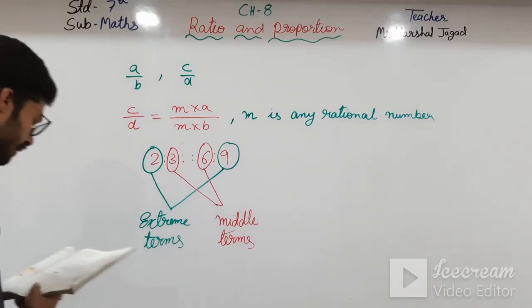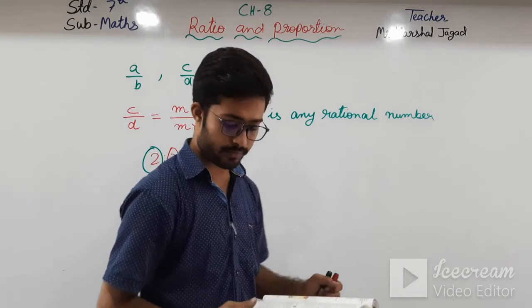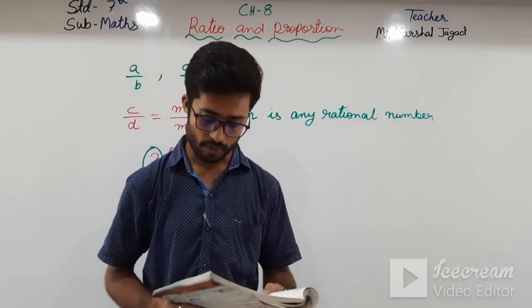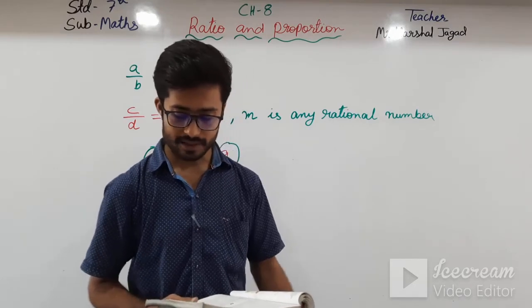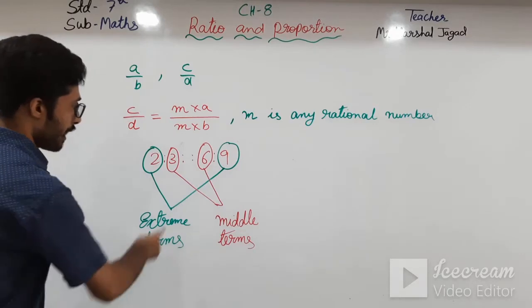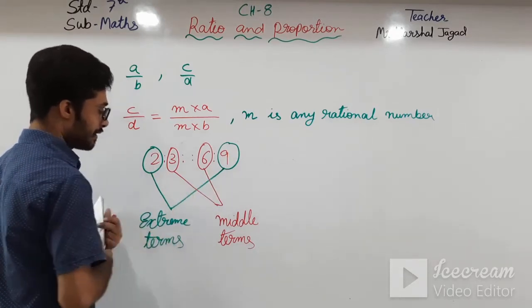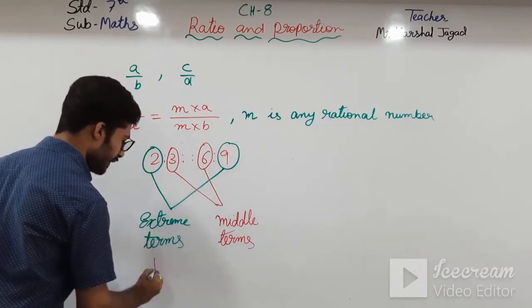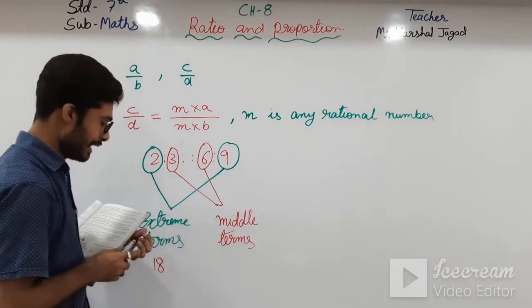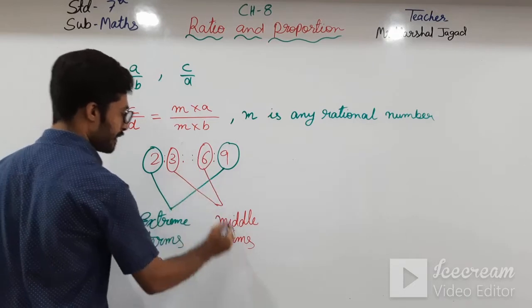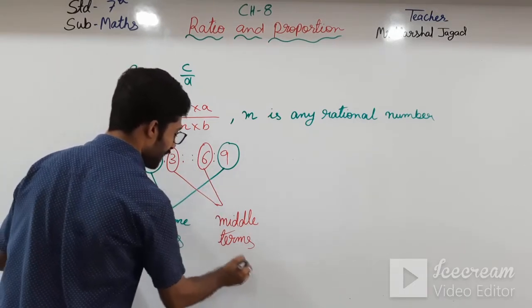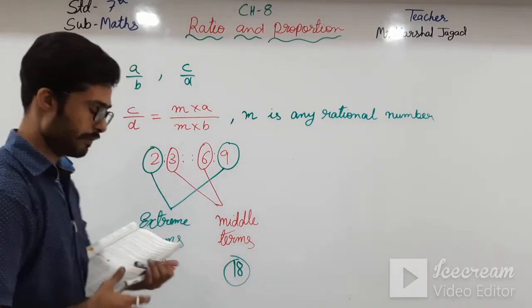Now, moving further, observe that the product of the extreme terms, 2 into 9, is equal to the product of the middle terms, 3 into 6. 2 into 9 is 18, and 3 into 6 is also 18. You can see that both are the same.